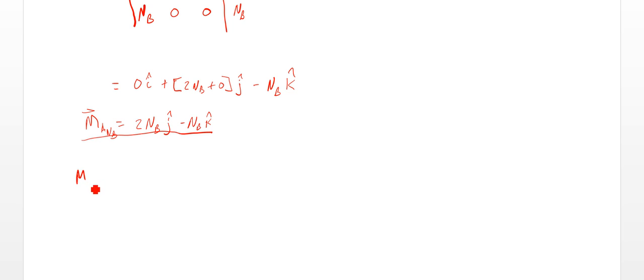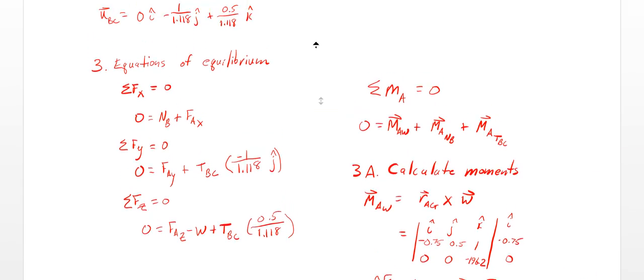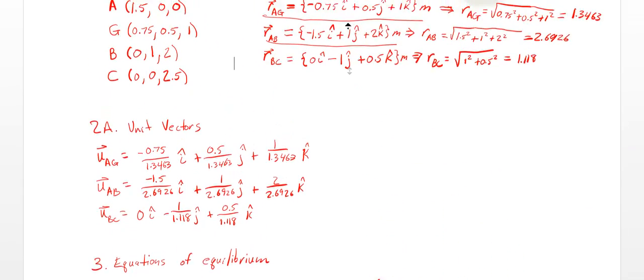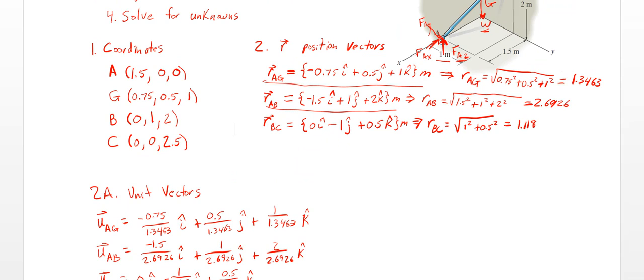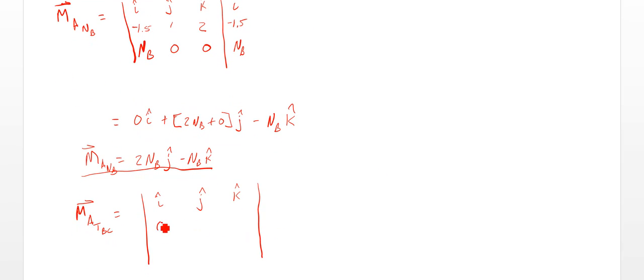Last moment. Moment around A due to the tension in BC. I, J, K. What's that position vector again? We'll come back up. We're almost there. Alright, so the position vector BC, 0, -1, 0.5. And our tension in BC, we don't know what it is, but we can put it in terms of our unit vector in the tension, right?